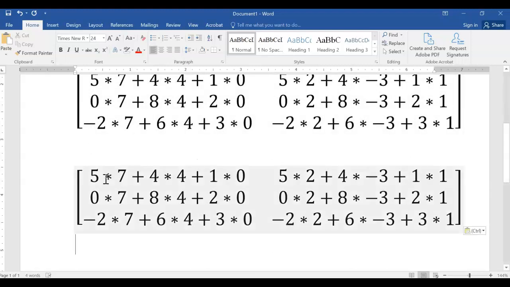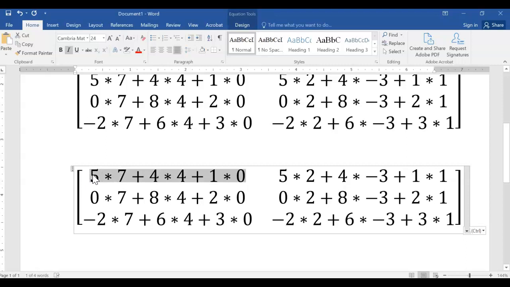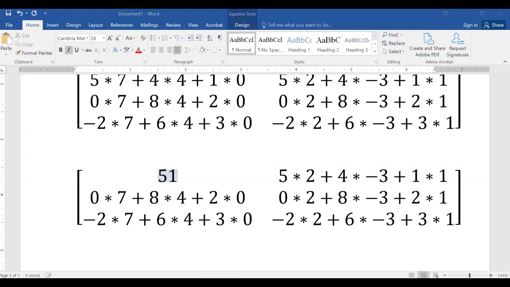All right, so 5 times 7 plus 4 times 4. I'm just typing this into my calculator. Plus 1 times 0 gives me a 51. So that 1-1 entry is the number 51. All right, we move on to our next.